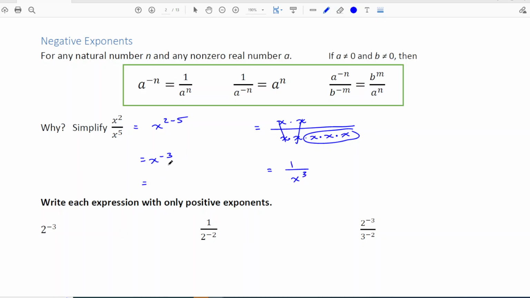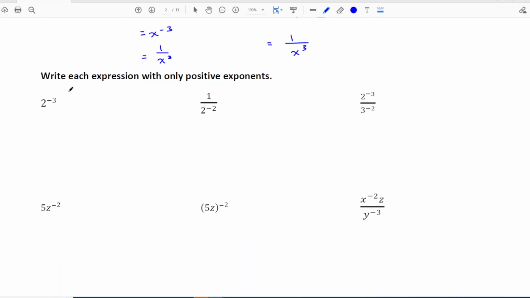So the rule is that if you have a negative exponent, you're in the wrong place. So if you're negative on top, go to the bottom. If you're negative on the bottom, go to the top. So let's just practice that skill. For these, it's just write each expression with only positive exponents.